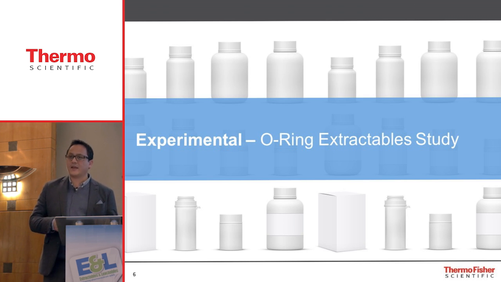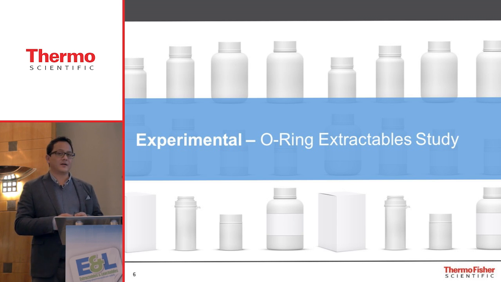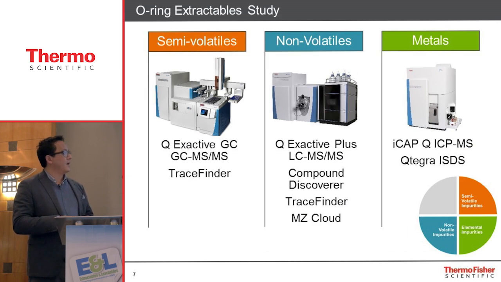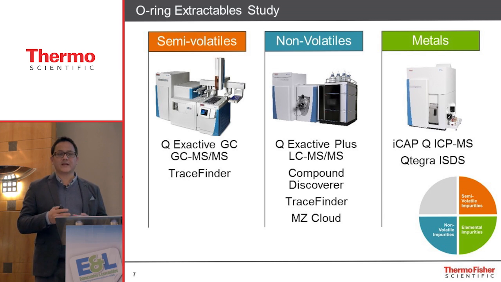Okay, so to take a look at the case study, we worked in collaboration with Smithers, who were able to provide us with a series of pharmaceutical-grade O-ring extracts that we then analyzed with three different technologies. So for our non-volatiles analysis, I know many of the laboratories in the room are very familiar with our Orbitrap-based mass spectrometry technology, in particular the Exactive series instruments. These have been around for a number of years and have been used to great success for identifying unknowns.